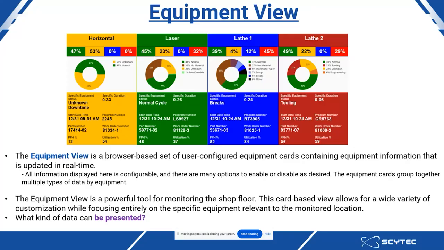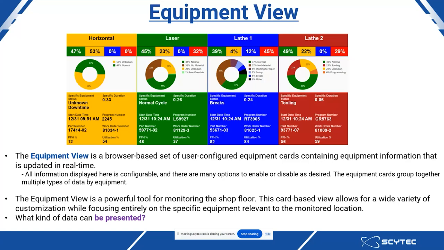And you can see some other reported things below there that I'm going to be discussing in the next slide. Next to that, we have a laser machine that is currently in a normal cycle, indicated by the color green that you see, and it has been in that specific status for close to 26 minutes. And so on and so forth.